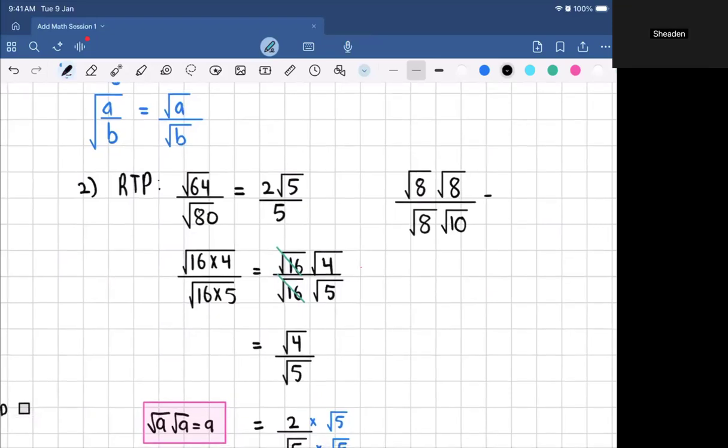I had it equal to root 8 over root 10 because when I cross out the root 8s from each other, and then below that, I had root 4 times root 2 over root 2 times 5, root 5.